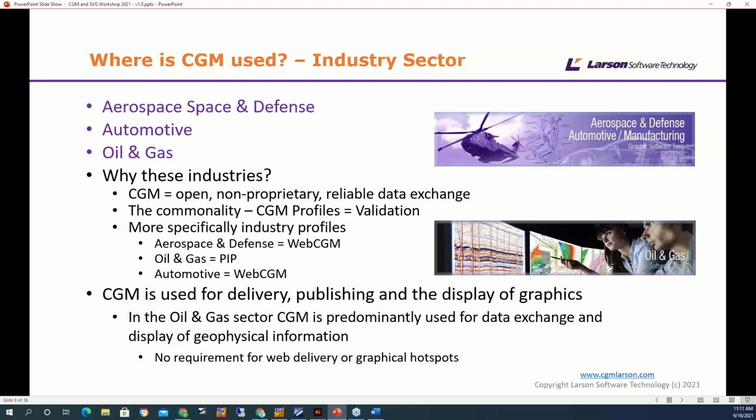So where is it used? Well, I think people here today know that it's in aerospace and defense, but it is also used in automotive. We might have some automotive people on the line. And back in the early days, oil and gas used it widely as a preferred interchange format for oil and exploration data. They didn't really use graphical hotspots for the oil and gas. It was more as an interchange format and also a display format for displaying information.